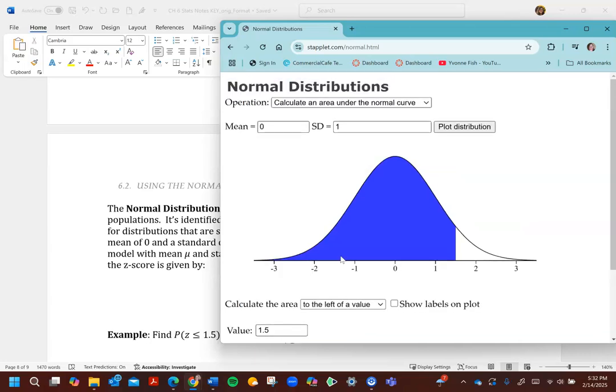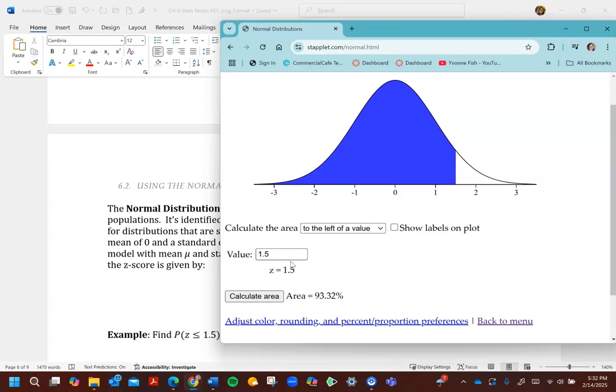You're given the z-score. So when you're given a z-score and you need to find the probability, you can calculate the probability by putting the mean as 0, the standard deviation as 1, and then putting in the z-score as your value instead of the actual data value variable. So then we would just write area equals 93.32% as our answer.